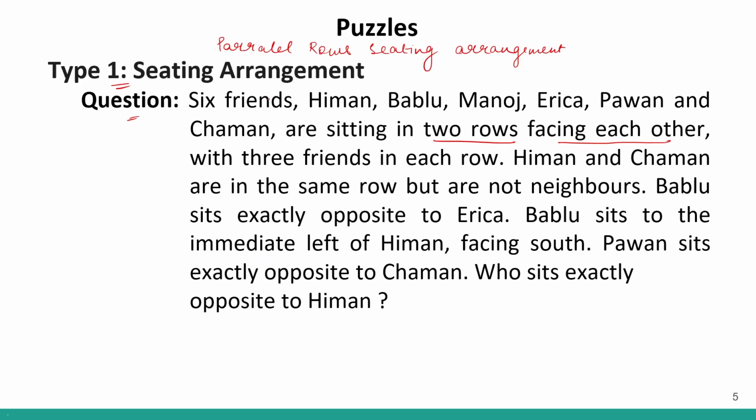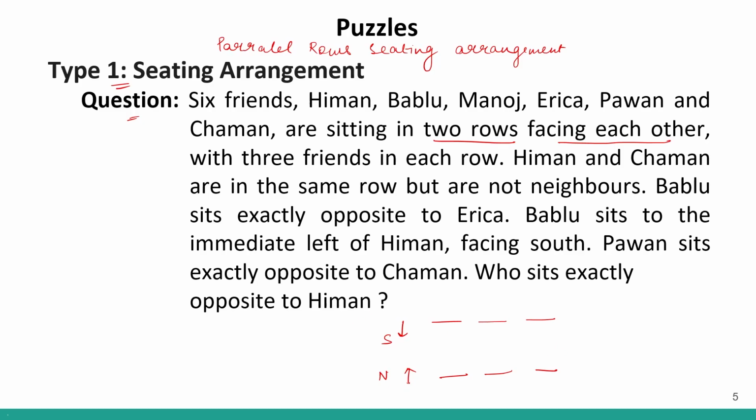Now, there are 6 friends: Himan, Bablu, Manoj, Erika, Pavan, and Chaman, and they are sitting in 2 rows facing each other with 3 friends in each row. So 1, 2, 3, and 1, 2, 3. So facing each other means the top row will be facing south and the bottom row will be facing north. Then only can they face each other, right?